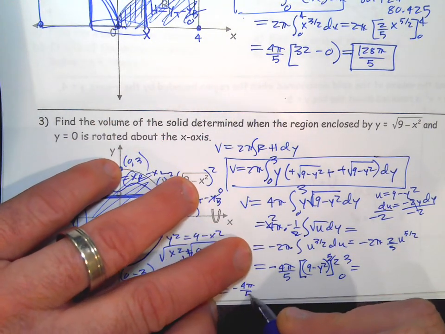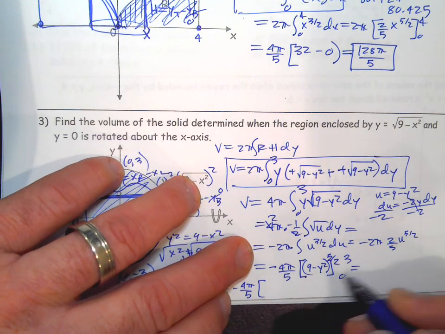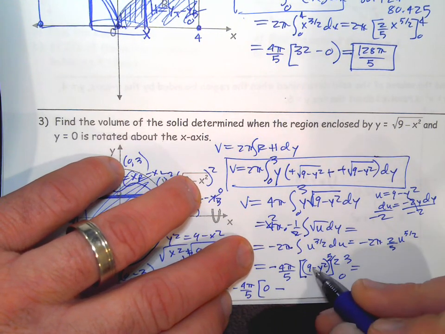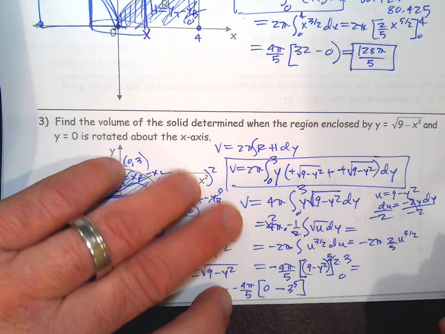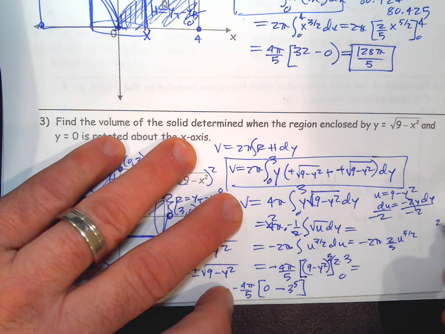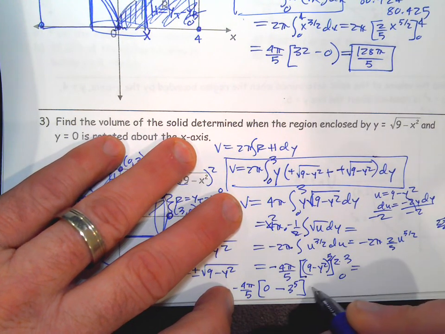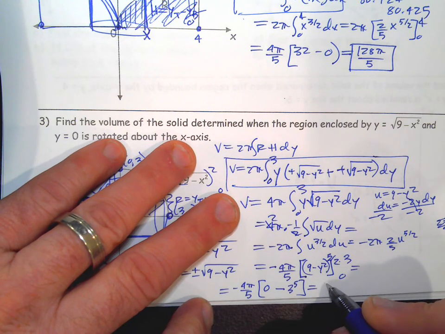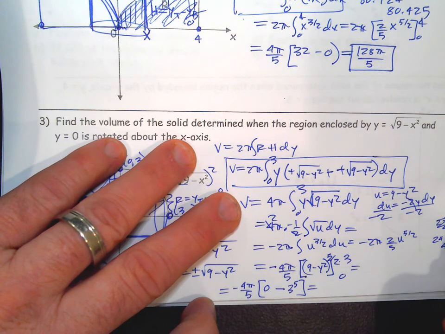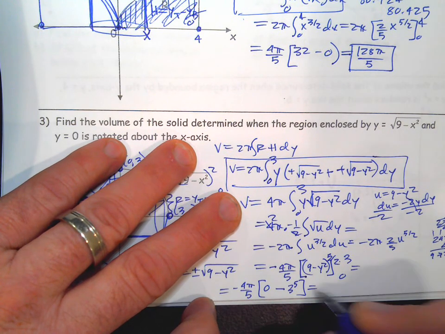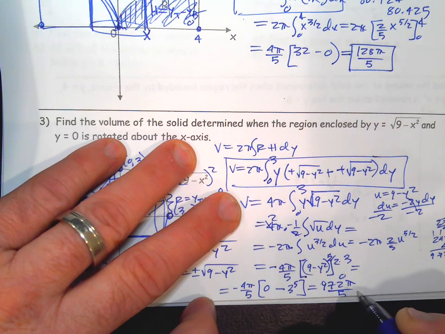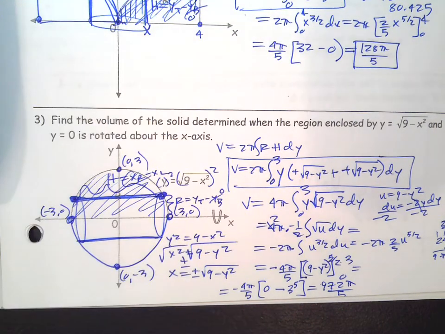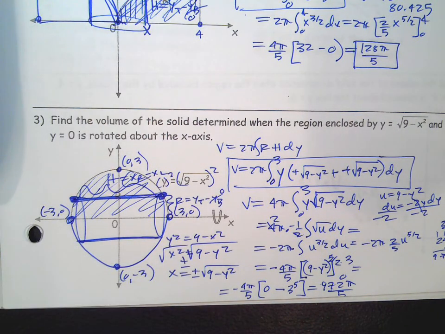So if you plug 3 in here, you get 0. If you plug 0 in here, you get 9 to the 5/2, which is 3 to the 5th power. Whatever that is, that's going to be what, 9 times 27. I think it's like 243, right? So this is going to be positive 243, 4 times 243, 12, carry the 1 to 16, 17, add 1 to 8 is 9. So it's positive 972 pi over 5. It better come out positive. Now, it looks like I made a mistake somewhere.